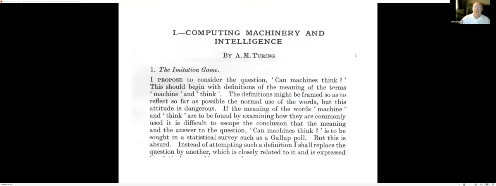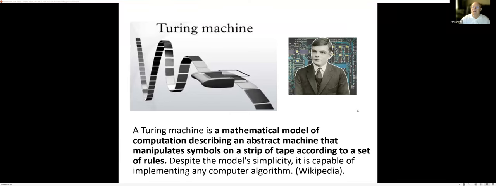So he proposes to consider the question, can machines think? And he begins with a definition of what it means to be a machine and what it means to think. And he offers a big discussion on this that remains important to this day. He invented the concept of a Turing machine, which is a mathematical abstraction or model of computation describing an abstract machine that manipulates symbols on a strip of tape according to a set of rules. Despite the model's simplicity, it's capable of implementing any computer algorithm.